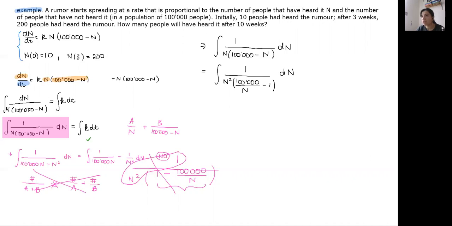Right, so I'm going to rewrite this in a way that the substitution becomes a bit more clear, which is 1 over 100,000 over n minus 1 times 1 over n squared dn. Right? And the main lesson that I want you to remember about this is that you have all of the techniques that you have found in integration.